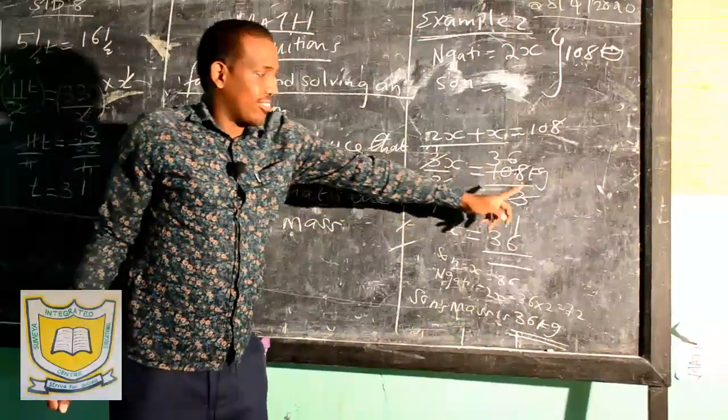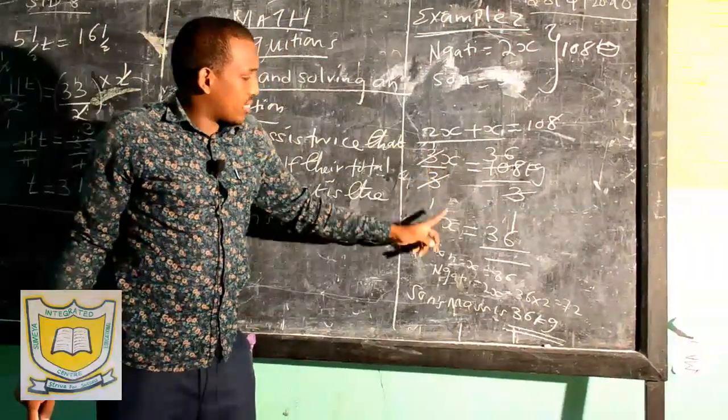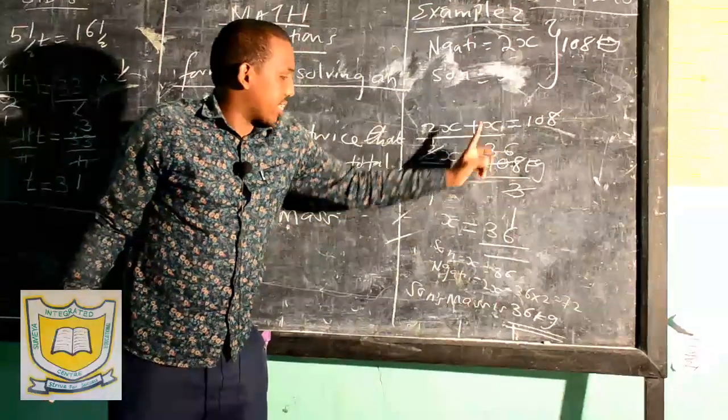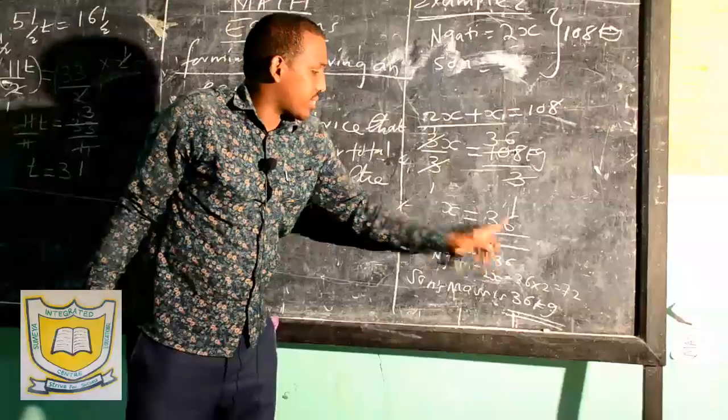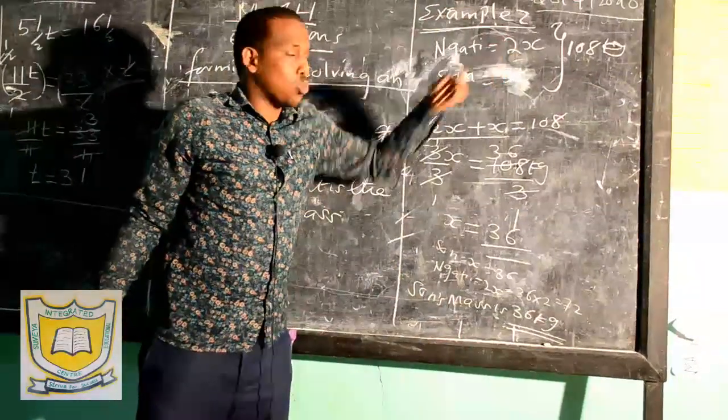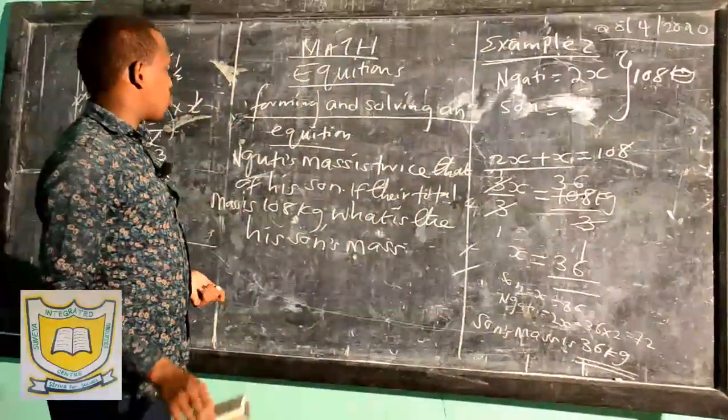Divide by 3, 3 cancels. X is equal to 108 divided by 3, which is 36. X is 36. X belongs to the son, so the son is 36. The father will be times 2, 72. That is how we solve that question.